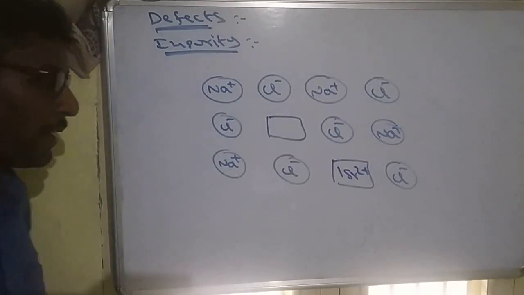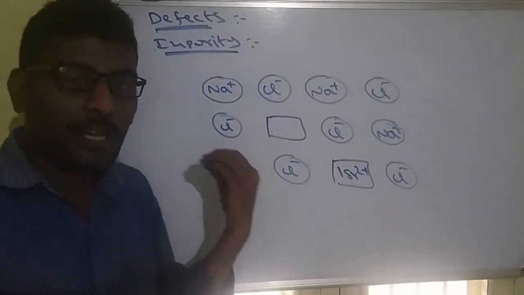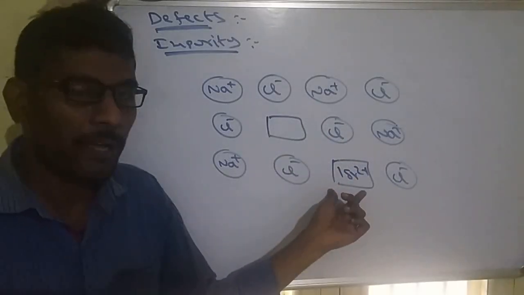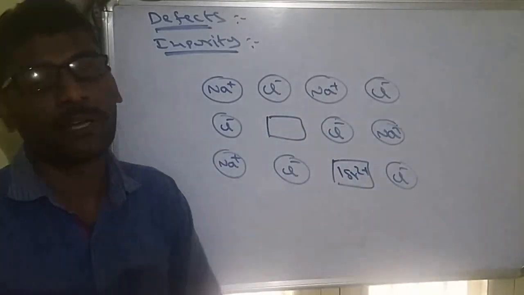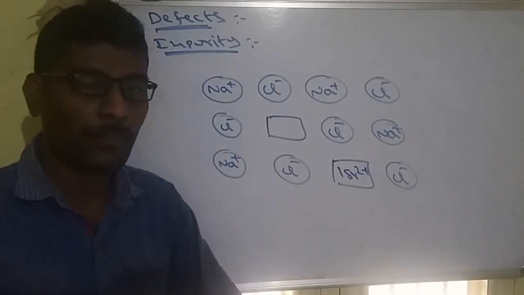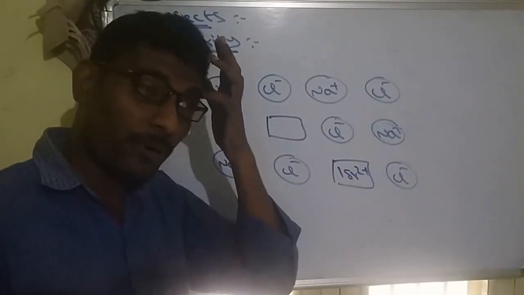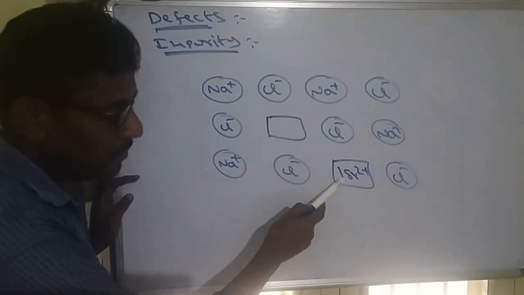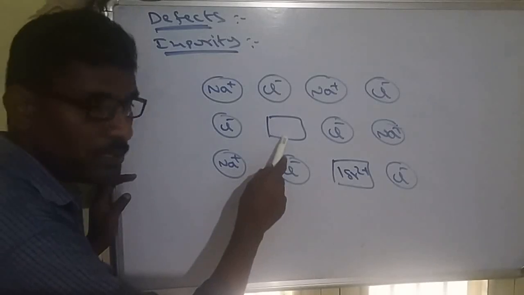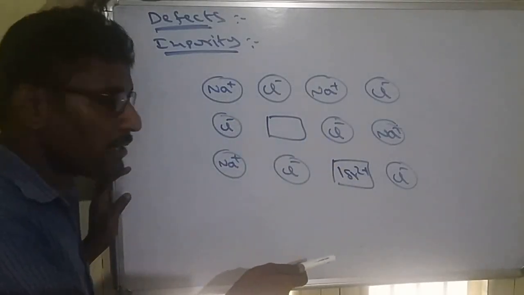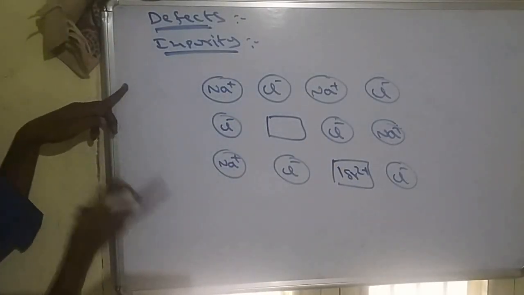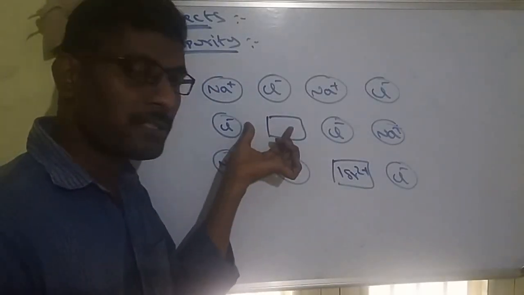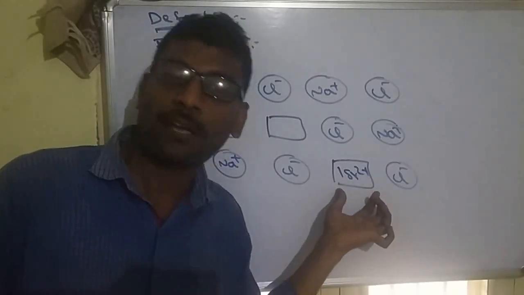Sometimes questions will come like this. If NaCl is doped with some amount of strontium ions, what is the percentage of cationic vacancies? They will ask the number, percentage or amount of vacancies. Simply say this: if one strontium is replacing, how many vacancies? One vacancy. Like that, another strontium replaces two sodium, one strontium comes, again one vacancy will be there. So the number of vacancies is equal to the number of strontium ions.